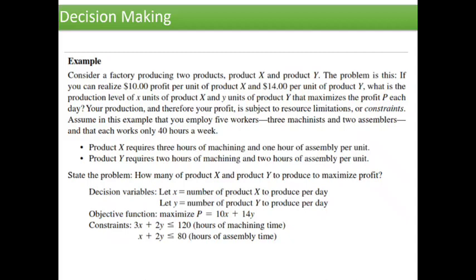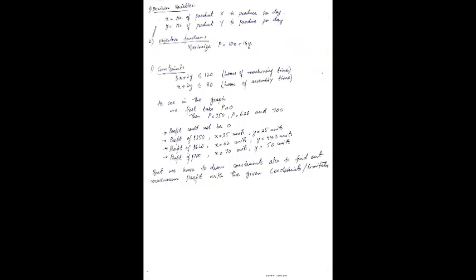So I solved it here. Again, I write this for convenience, to clarify the steps. Again, the decision variables are what we discussed, the objective function is given, that is of profit, and the constraints are also given. Now, as we can see, we have the equation P is equal to 10x plus 14y.